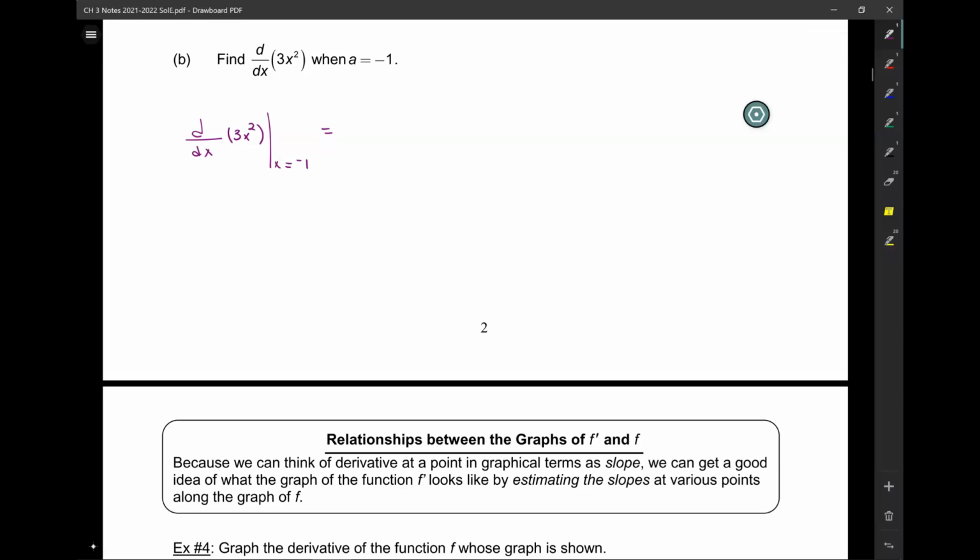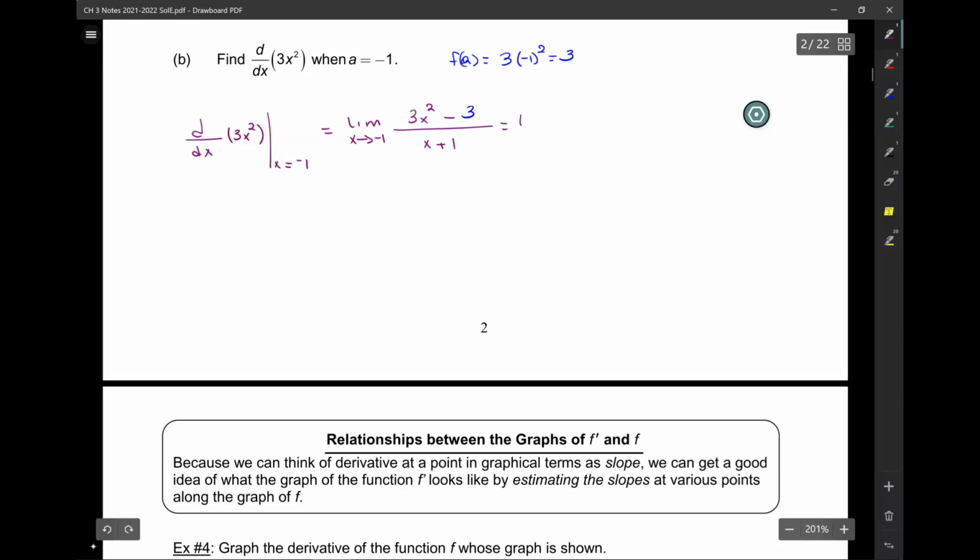So now, same situation, right? A is -1, so it's going to be the limit as x approaches a, which is -1, of f of x, 3x squared, minus f of a, is 3 times negative 1 squared, 3, over x plus 1. Wait, why is it plus 1 and not negative 1? Because it's minus 1. It's x minus a.